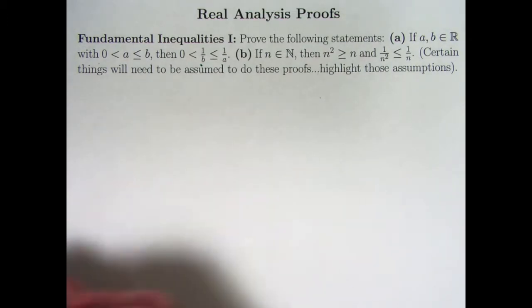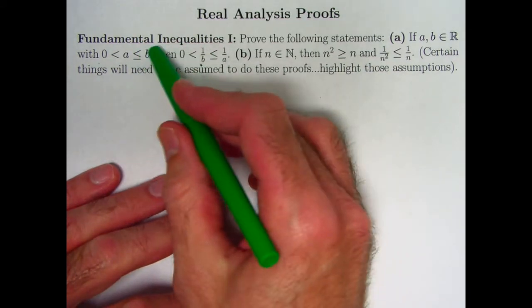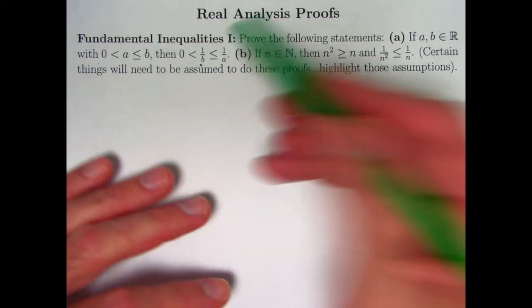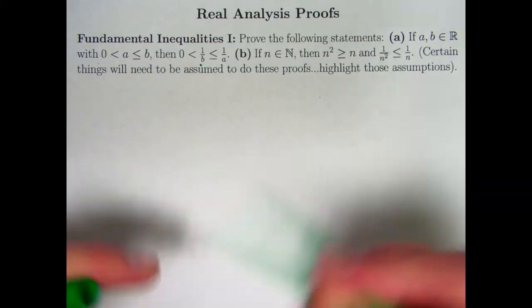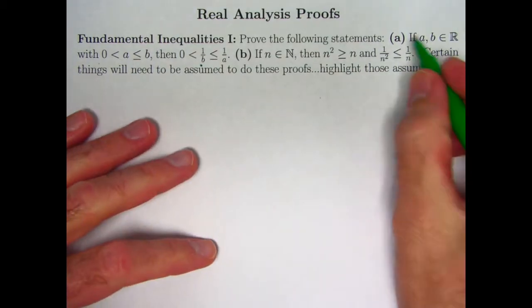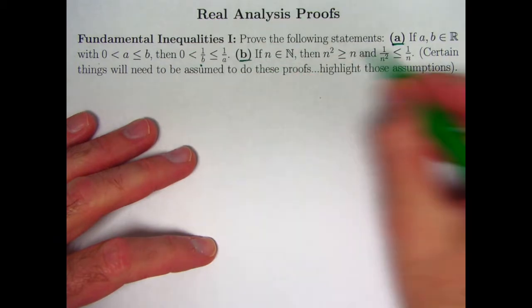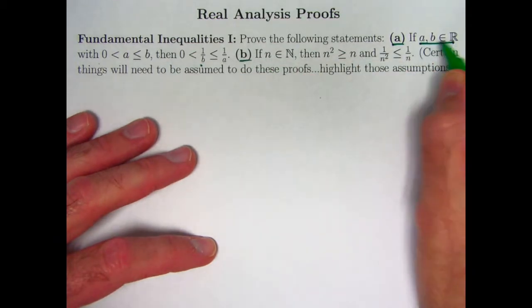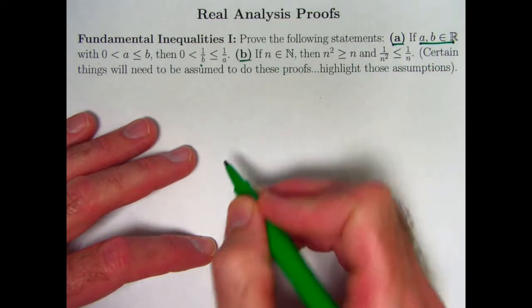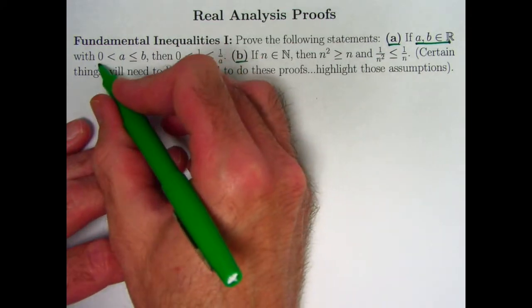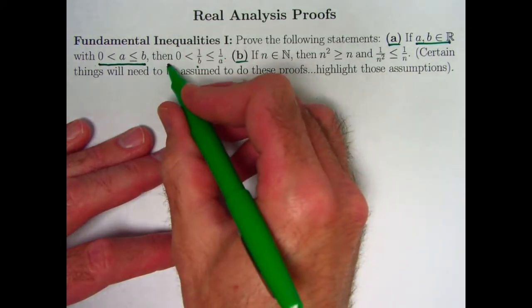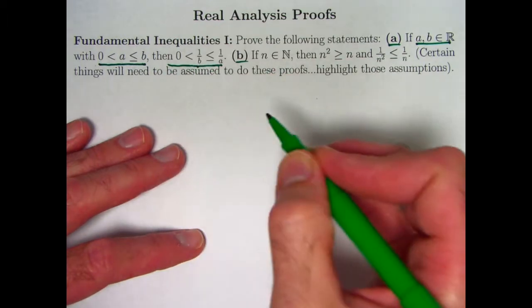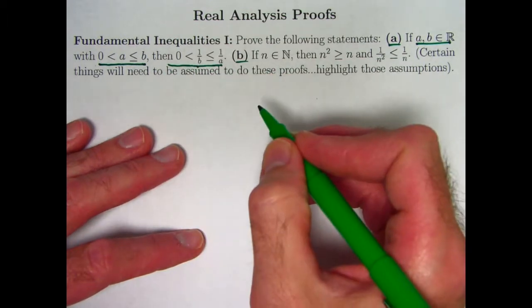I want to prove some fundamental inequalities, and in this video I'm calling it fundamental inequalities 1. There will be a fundamental inequalities 2, 3, etc. We're going to prove a couple statements here, A and B. First of all, if A and B are elements of the set of real numbers, with 0 being less than A being less than or equal to B, it follows that 0 will be less than 1 over B, which will be less than or equal to 1 over A.